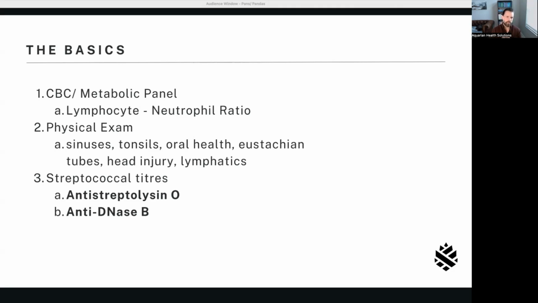And then the most important thing is a physical exam, actually examining the sinuses, the tonsils, the oral cavity, the eustachian tubes, checking to see if there's any head injuries in the past, looking at the lymphatic system, all of these things. And taking someone through a real physical exam, believe it or not, does not actually happen most of the time. So if we see inflammation in the tonsils, if we see chronic inflammation in the ear canal, in the mouth, all of these different things, we have to rule in or rule out what exactly that is. And then basically looking at streptococcal titers. So anti-streptolysin O and anti-DNase B are the two things that we utilize on basic blood work that we get everyone to do, just to look at these things.